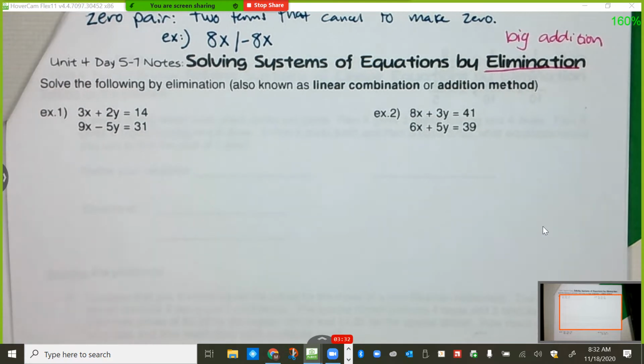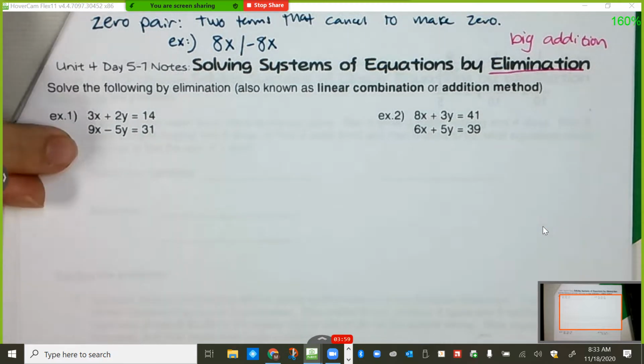Now, you want these in standard form. Technically, they could be in slope-intercept form, but would you really want to do all this math work if you could just graph them? No. So if they're in slope-intercept form, you're going to graph them, right? But if they're in standard form, that's the best method here, when you have two standard form equations. So let's look at these.